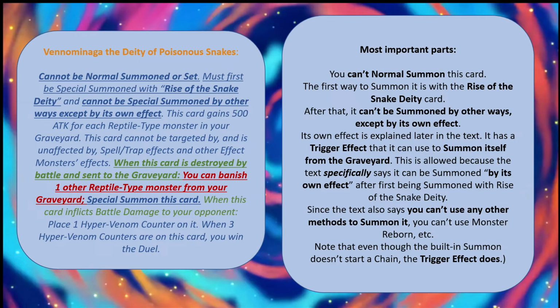Since the text also says you can't use any other methods to summon it, you can't use Monster Reborn and so on, like mentioned before. And also note that even though the built-in summon does not start a chain, the trigger effect does. So this card is a bit more complex because we have a bunch of different rules going on. And also one thing that I really want to point out is there are no brackets. So even if the card didn't say this card cannot be targeted, it literally cannot be targeted because there are no brackets. The brackets is what allows the card to be targeted to negate its summon.